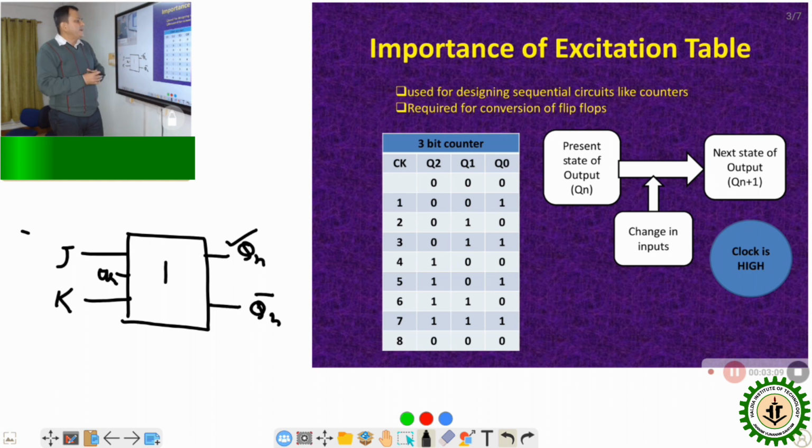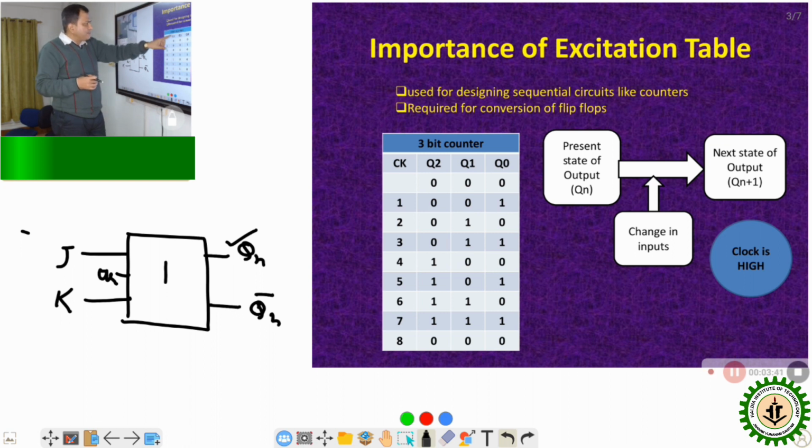Now, if we consider a 3-bit counter, a 3-bit counter means we need 3 flip-flops. The outputs of the flip-flops are Q0, Q1, and Q2. It is a 3-bit counter, that means it runs from 000 to 111, and then again it starts counting from 000. What are these 000s and 111s? These are the outputs of the 3 flip-flops. The LSB is this one, the MSB is this one.